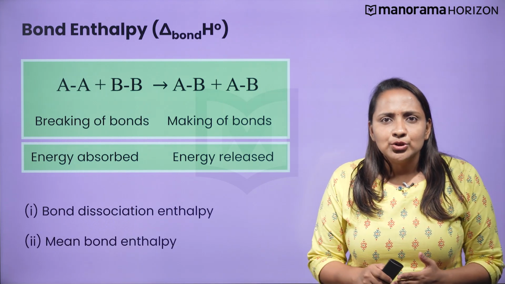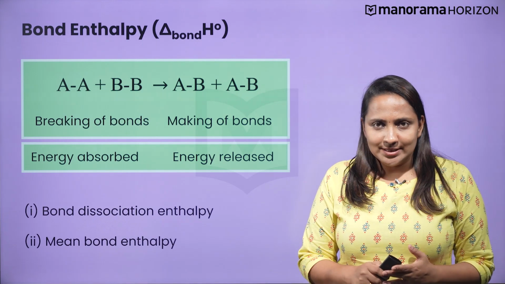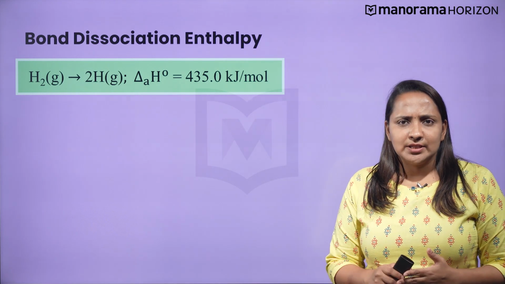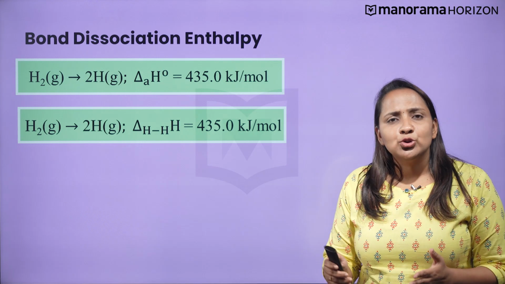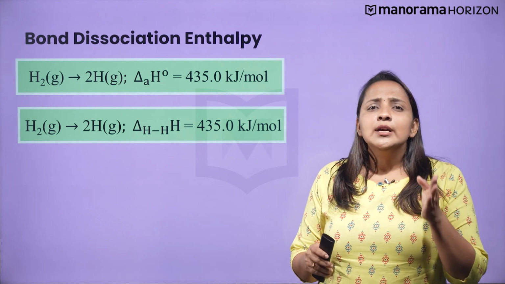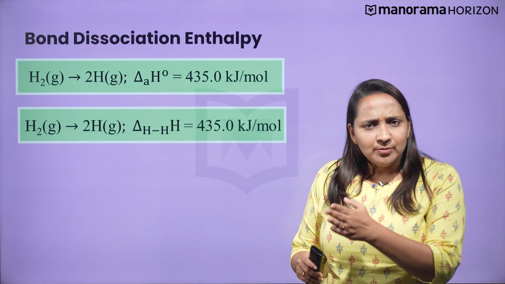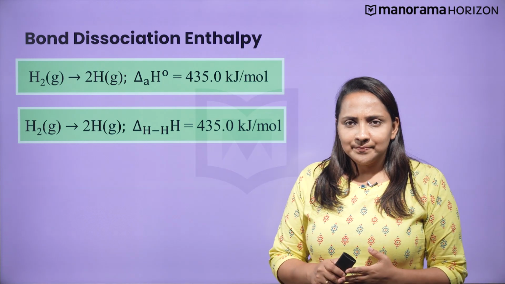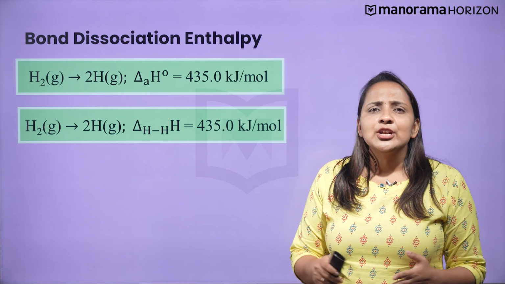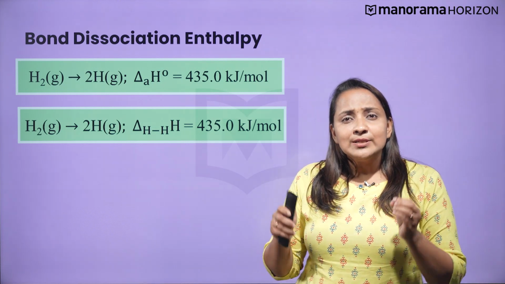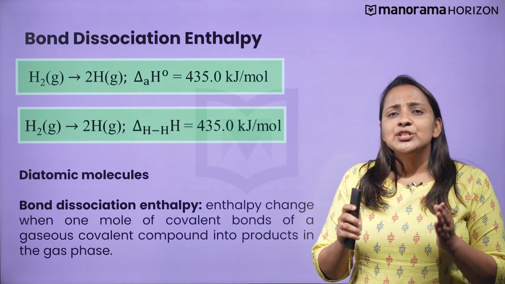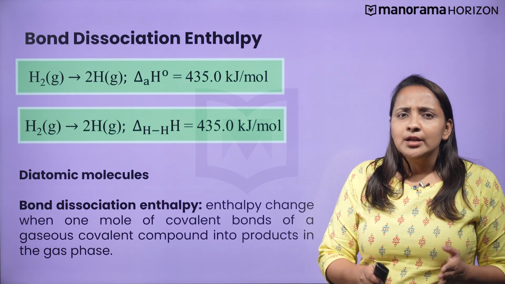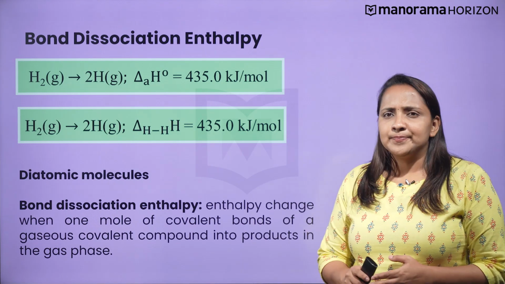We may discuss this with reference to diatomic and polyatomic molecules. For example, consider breaking 1 mole of dihydrogen gas into hydrogen atoms. The enthalpy change, 435 kJ per mole, involved in this process is the bond dissociation enthalpy of the hydrogen-hydrogen bond. Note that it is the same as the enthalpy of atomization of dihydrogen, and this is true for all diatomic molecules. Thus, for diatomic molecules, bond dissociation enthalpy is the enthalpy change when 1 mole of covalent bond of a gaseous covalent compound is broken to form products in the gas phase.